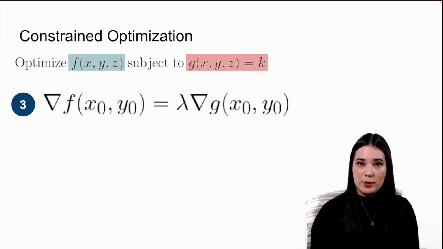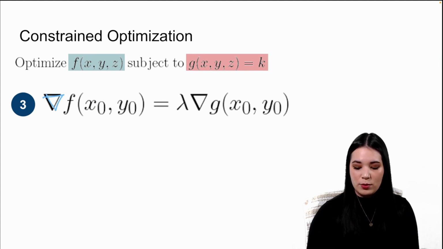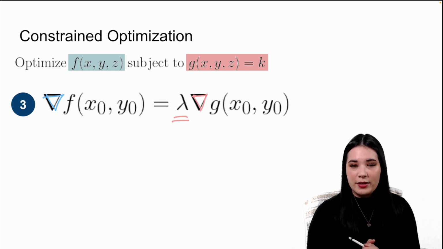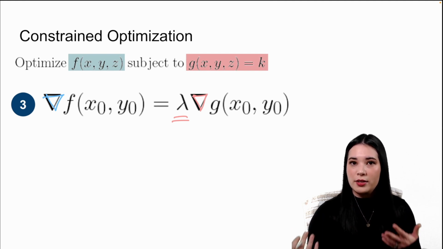In function terms, we can write it like this. The gradient of our function is equal to some scalar value that's just like a number, like 1 or 2.7, times the gradient of our constraint. If we can find the values that make this equation true, we find the minima and the maxima of our function subject to our constraint.